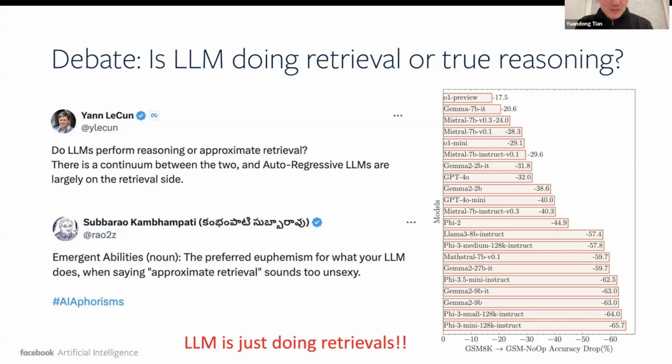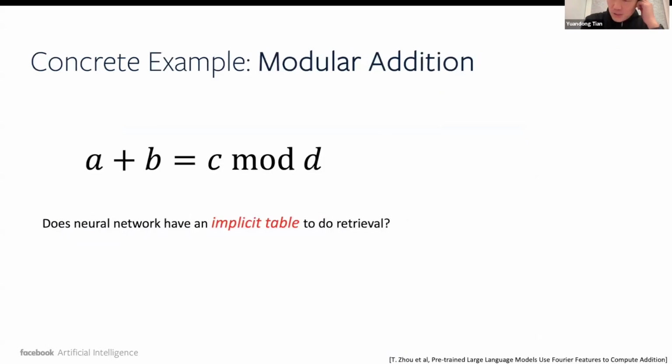Rather than reasoning. So in order to clarify this kind of problem, which is a very hard problem, one thing we can think about is that we can start from a very concrete example, which is called modular addition. This example is in some sense quite simple, but at the same time very interesting because it actually has very nice, interesting structures.